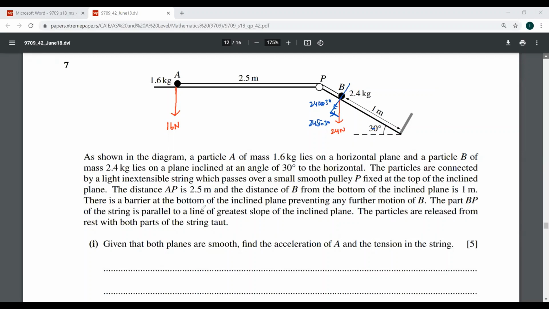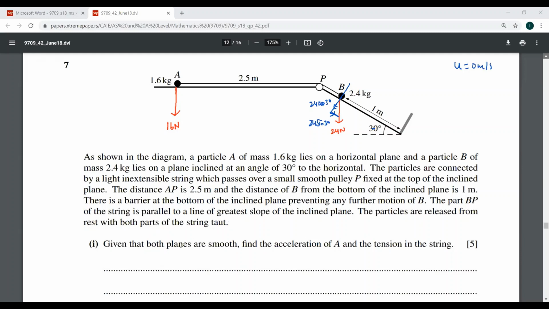There is a barrier at the bottom of the inclined plane preventing any further motion of B. Like if B reaches this point, it will not go further, okay? The part BP of the string is parallel to a line of greatest slope of the inclined plane. So this BP is parallel to this inclined plane. The particles are released from rest, so the initial speed is 0 here, with both parts of the string taut.